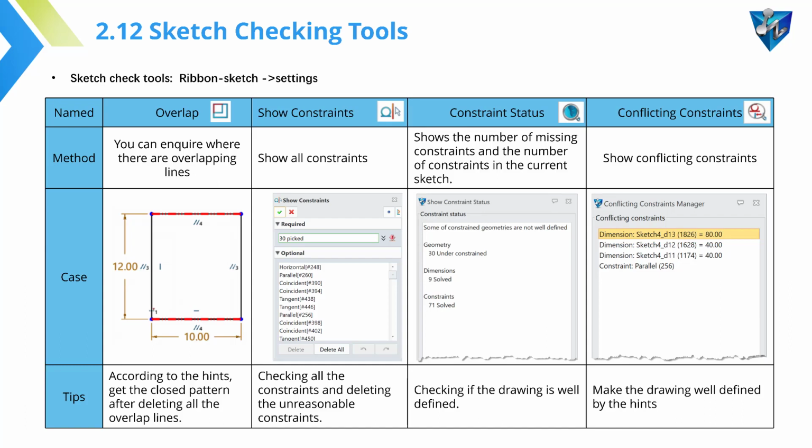The second one is show constraints. With this tool, you can check all the constraints of the sketch. You can use this tool to delete unreasonable constraints. And the third tool is the constraint status. With this tool, it can show the number of missing constraints and the number of constraints in the current sketch. And this one is normally used to check if the drawing is well defined. The fourth one is the conflicting constraints. This is normally used to show the conflicting constraints to make sure the drawing is well defined.